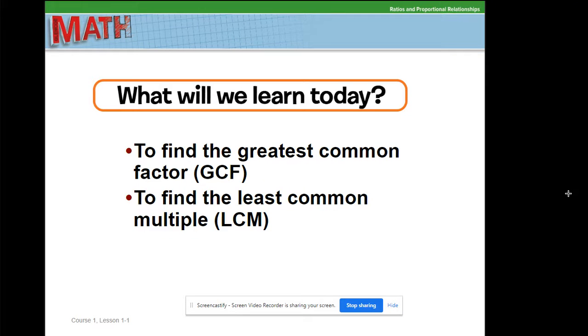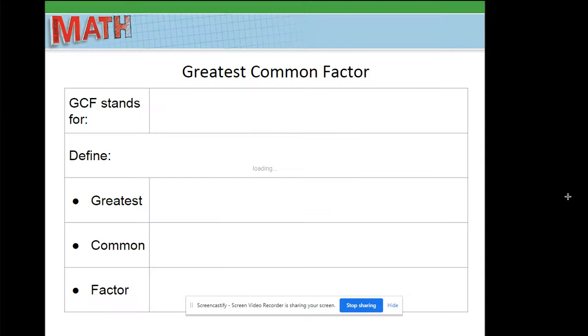Hey guys, today we're starting on chapter 1, lesson 1. Today we're going to be learning about greatest common factor or GCF and least common multiple LCM. First, we're going to talk about greatest common factor. In our books, we are on page 7.